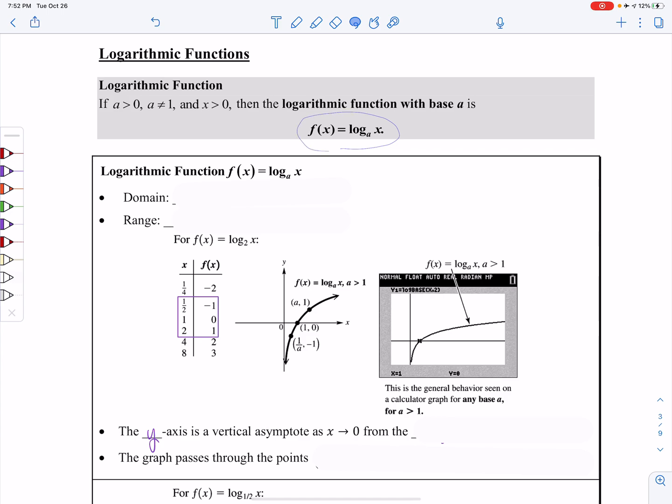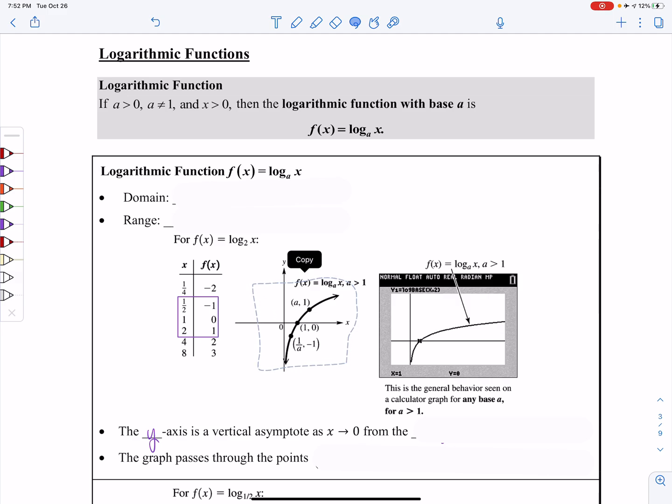Here's the equation of the parent. Notice that my base needs to be positive. It's not allowed to equal the number 1. And my x also has to be positive. So this is the name, the equation, and down here is going to be the graph.